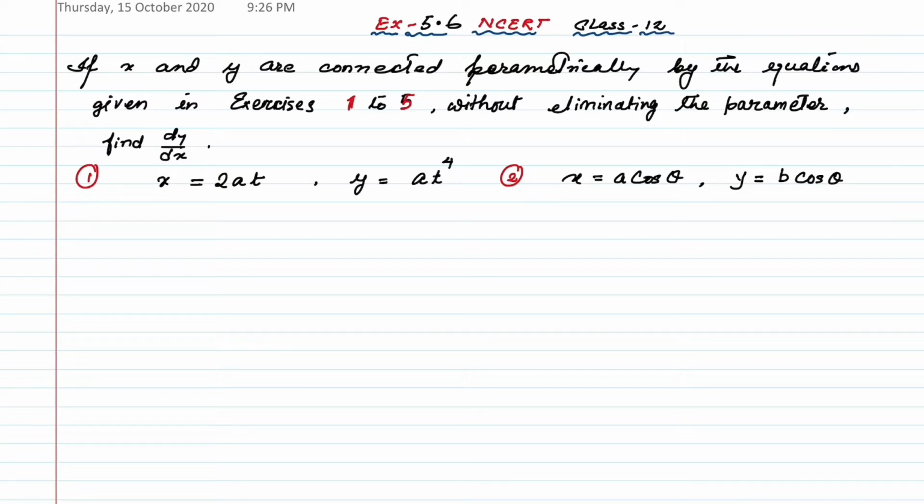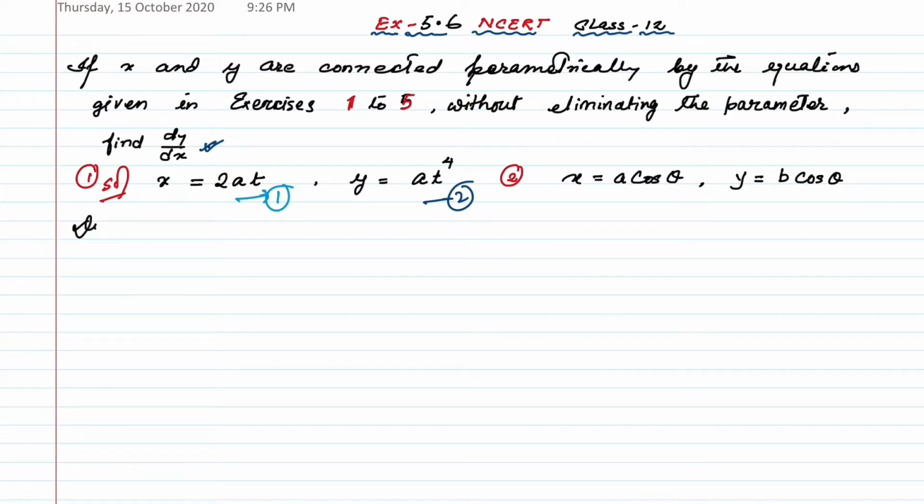So without eliminating the parameter, what is the parameter here? In the first one, t is the parameter. Without eliminating the t, we have to find dy by dx. So let me show you how to find that. Solution. So suppose this is equation number 1 and this is equation number 2. So first let us differentiate each with respect to t.